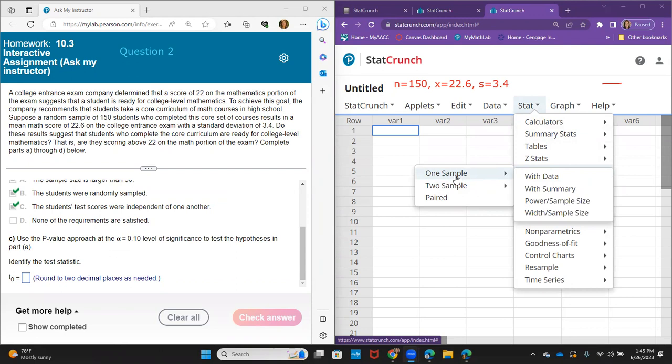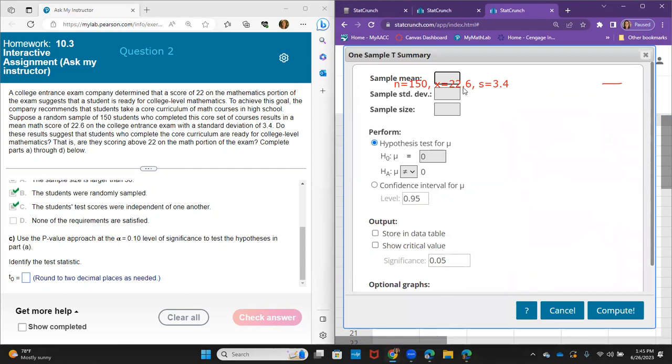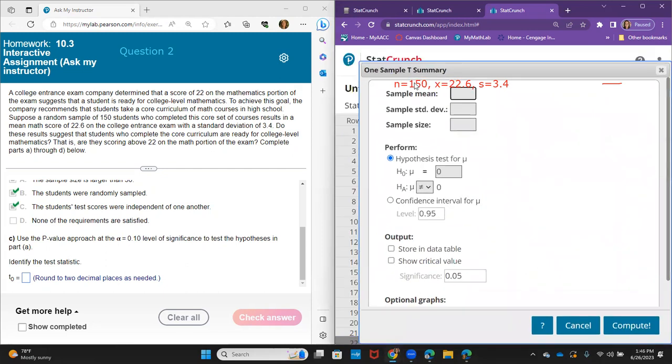Okay, so we're going to go to T-stats, and then this is one sample. Chapter 11, spoiler alert, is just 2 samples right here. We're going to go 1 sample, and then this is with summary. Okay, and I went ahead and typed up here the information they gave us: n equals 150, x bar equals 222.6, and s equals 3.4. I'm going to erase that now because I'm going to type that in.